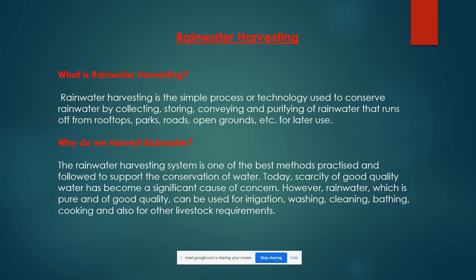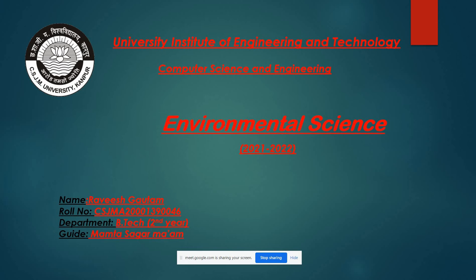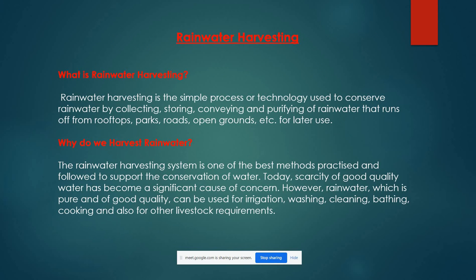Good afternoon, ma'am. My name is Ravish Gautam and my roll number is 46 and my topic is rainwater harvesting. What is rainwater harvesting? Rainwater harvesting is a simple process or technology used to conserve rainwater by collecting, storing, conveying and purifying rainwater that runs off from rooftops, parks, roads, open ground. It's for later use.